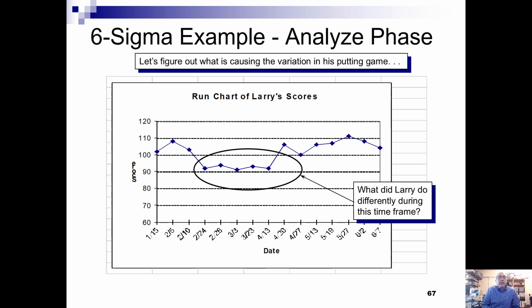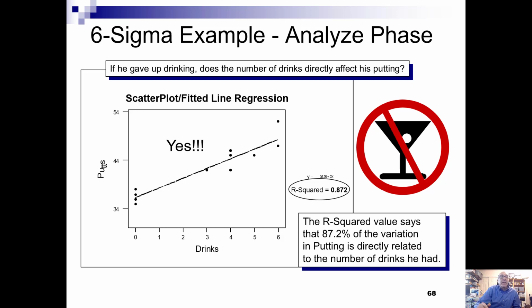Let's figure out what's causing the variation in his putting game. Based on a run chart of Larry's scores, what did Larry do differently in this time frame? If he gave up drinking, does the number of drinks directly affect his putting game? The R-squared value says that 87.2% of the variation in his putting is directly related to the number of drinks that Larry had on the golf course.